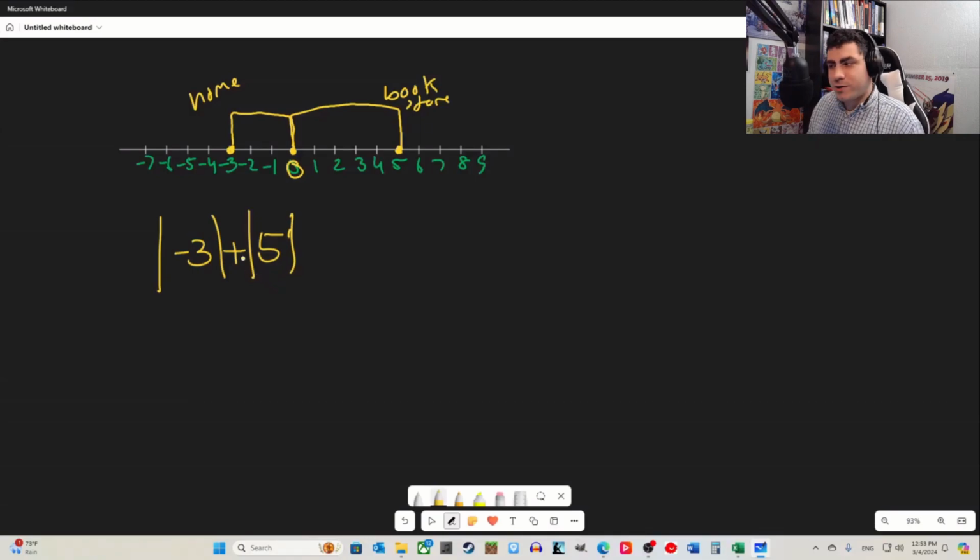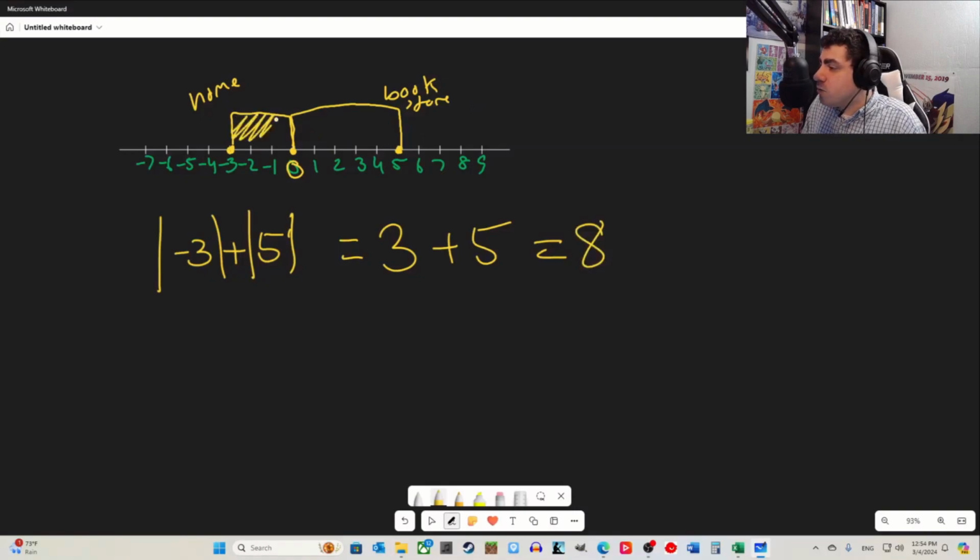How does this work? So check this out. We have the absolute value of -3. What is the absolute value of -3? It is the number of units from -3 to 0. That gives us 3, plus the absolute value of 5, which is the number of units from 0 to 5, equals 8. So what we did is we took this absolute value and added it to this absolute value, and that gave us our distance from home to the bookstore. So whether we have 0 as a point marker or not, we can find distance using absolute value.